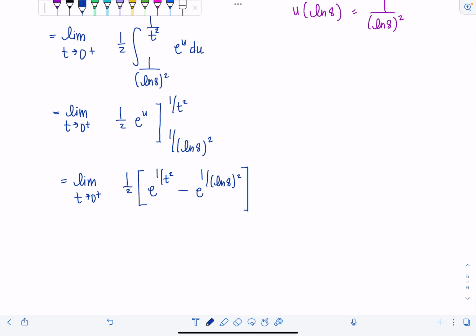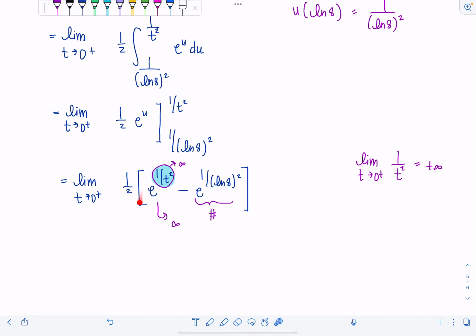Okay, so let's think about what's going on here. T is approaching 0 from the right, so 1 over t squared. Remember, the denominator is approaching 0, but it's positive. 1 over something shrinking approaches positive infinity. So this whole exponent here is approaching positive infinity. E raised to something going to positive infinity is also going to positive infinity. Minus e to the 1 over ln of 8 squared. Who cares what it is? It's just some number. And then all of this is multiplied by 1/2.